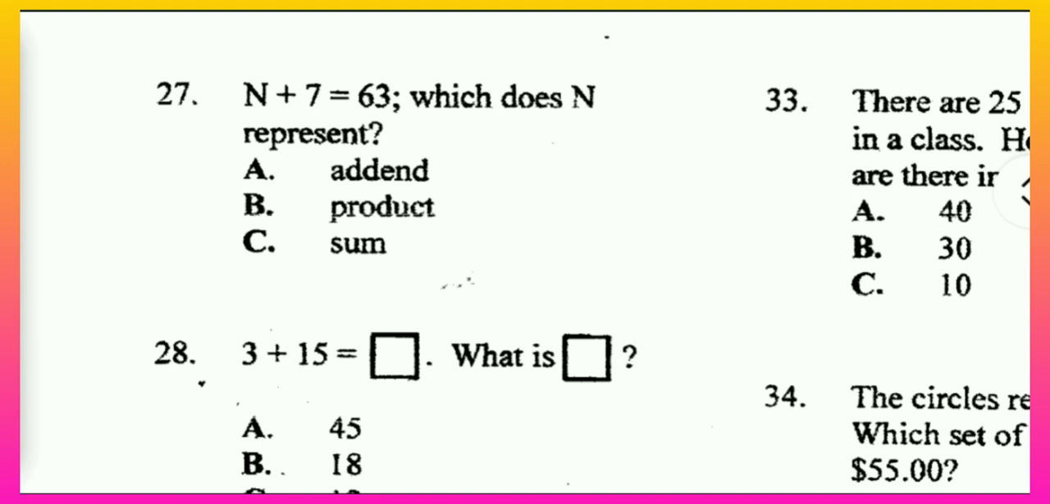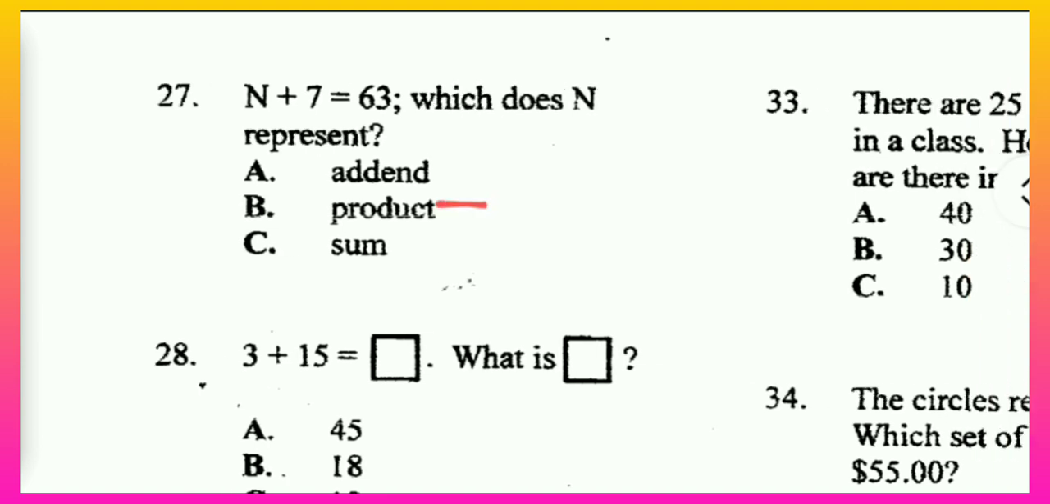Alright, so n plus 7 is 63. Which does n represent? Let's look at all of them. Product has to do with multiplication. Addend has to do with addition. Sum also has to do with addition. So in addition, what are the parts called? In addition, we would have addend. I'm putting A for addend, plus addend, because I'm not writing out the word, equals sum.